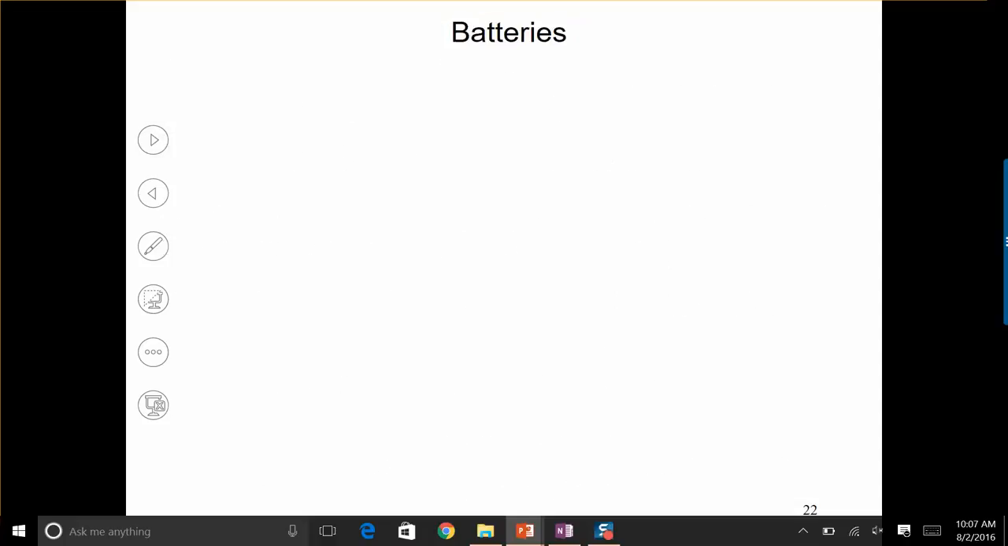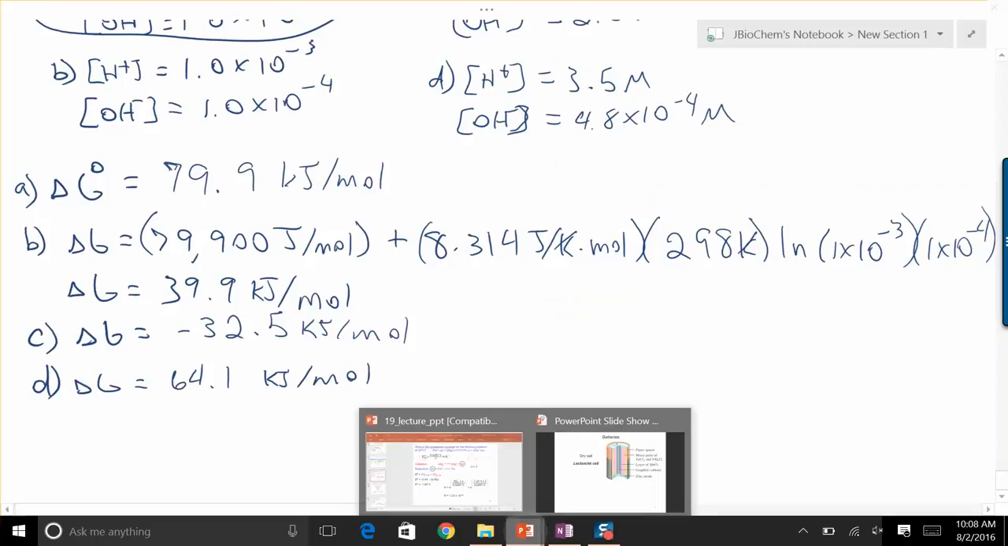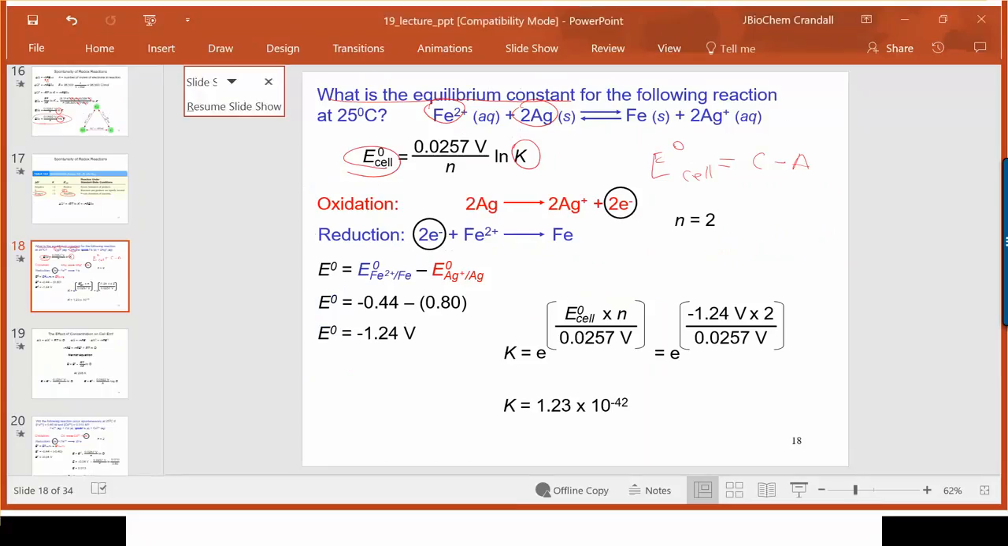Okay, let's talk a little bit about batteries. Batteries are basically oxidation reduction reactions that are occurring spontaneously. And when does your battery run out of juice? Well, basically when the concentrations aren't the correct quantities to allow it to continue to spontaneously transfer electrons through your battery. Then you have a dead battery when that's the case.